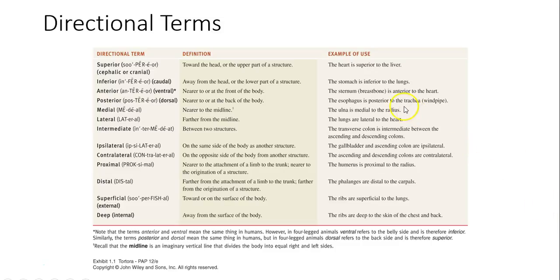And so here is a table from your textbook which has all of these directional terms that we just went over, and you are responsible for knowing all of these directional terms. This is a nice table because it gives you the term, the definition, and an example of its use.